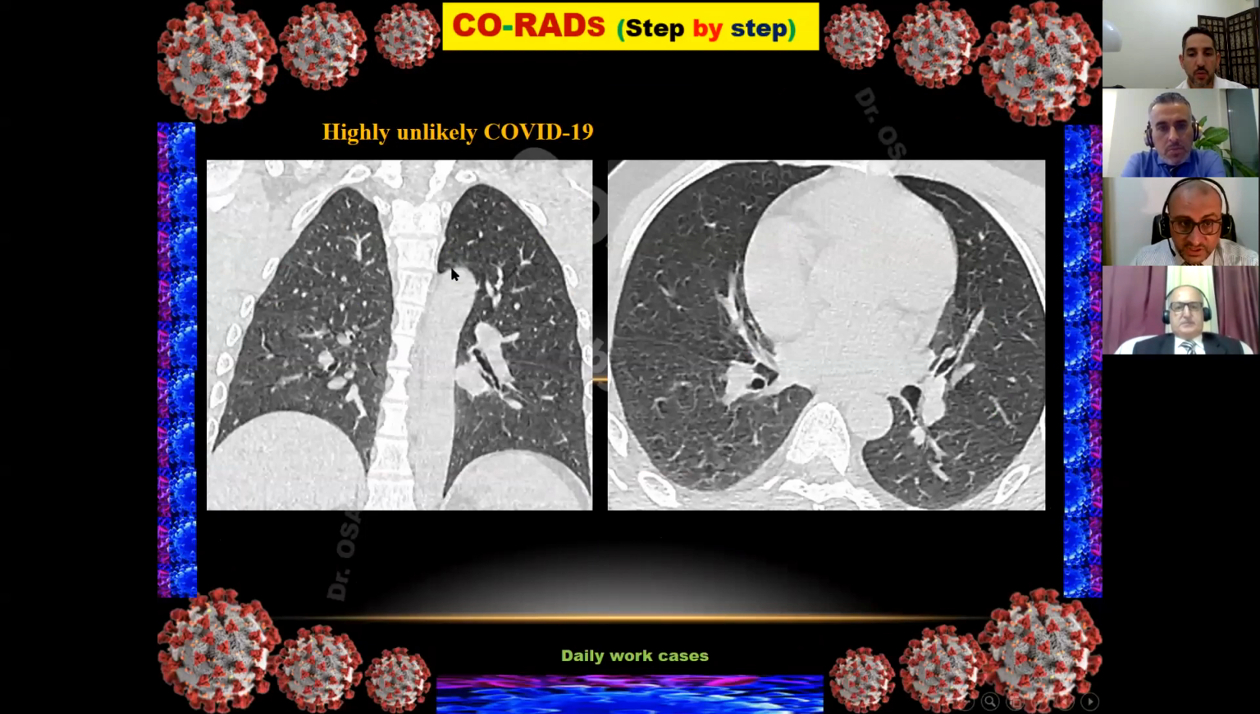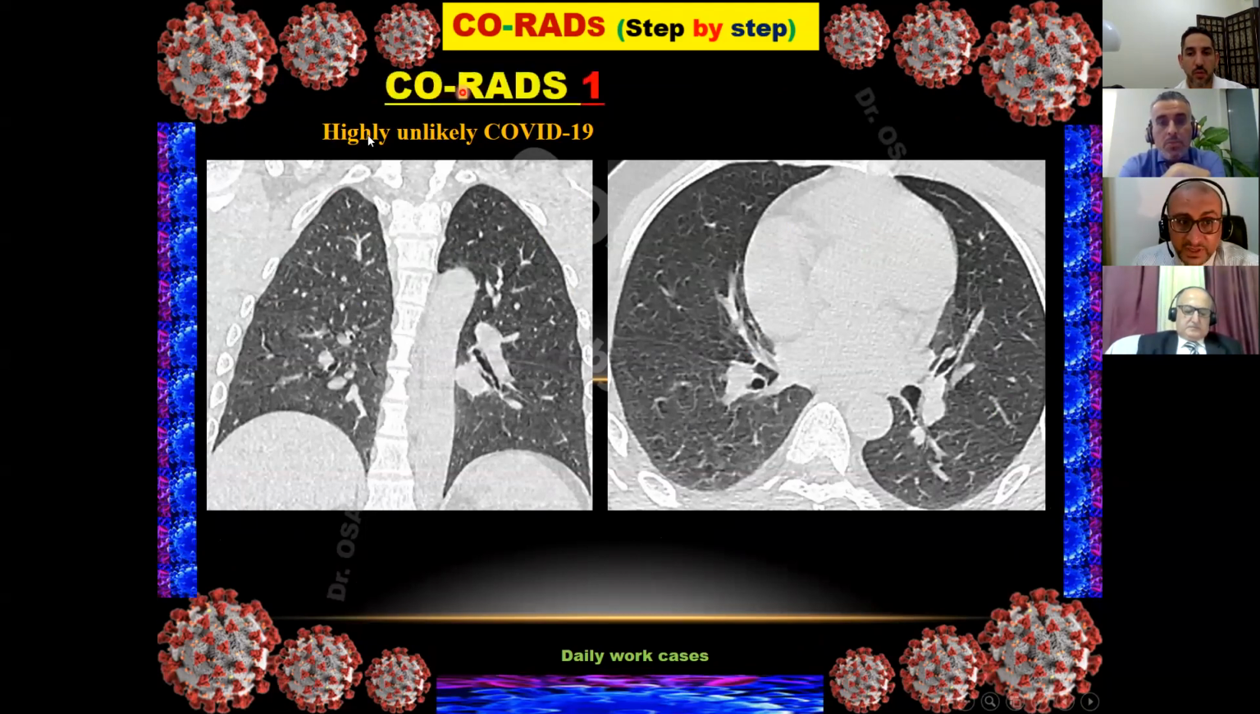Another case which is symptomatic, but the HRCT appearing, this is a coronal format and this is axial imaging, no consolidations, no ground glass, no halo signs. It is completely normal. However, because the patient is symptomatic, I consider it CO-RADS 1, which meaning a highly unlikely diagnosis of COVID-19. Laboratory test when done, unfortunately, this patient was positive. So the CO-RADS 1 does not mean it is negative for COVID-19, it is meaning highly unlikely for COVID-19 only, and the diagnosis was positive for that patient.